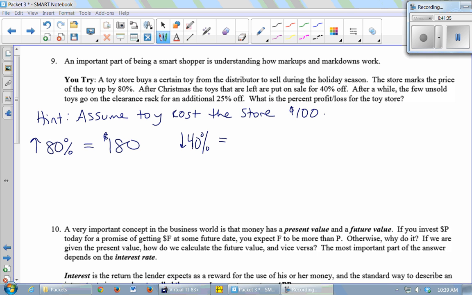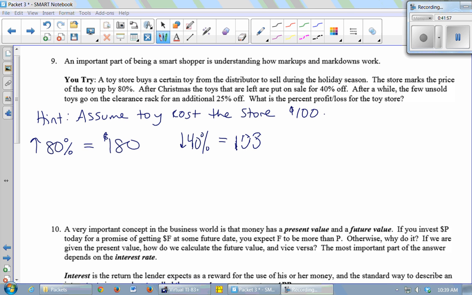Quick way to do 10% is move the decimal one to the left and then multiply that by 6, because 10% times 6 is 60%. So 18 times 6 is 108.